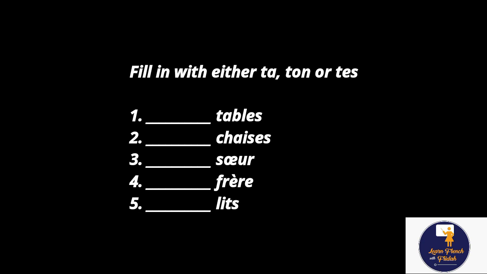I will repeat, je vais répéter. Table, your tables. Chaise, your chairs. Sœur, your sister. Frère, your brother. Lit, your beds. Write them down in your book or on a piece of paper.